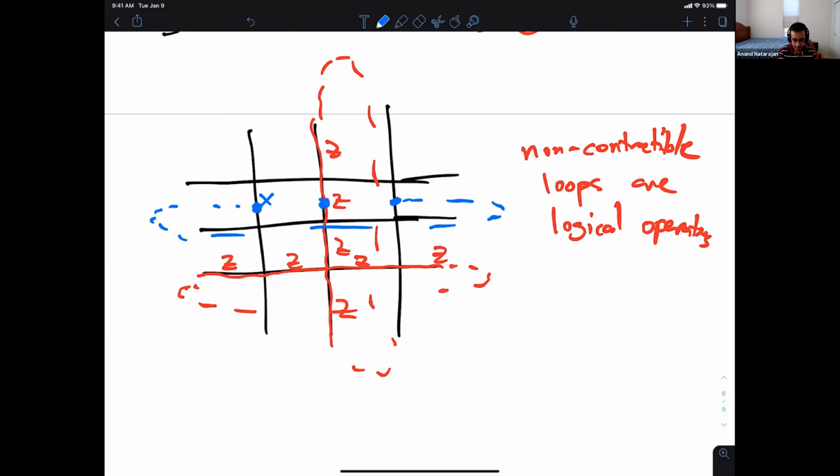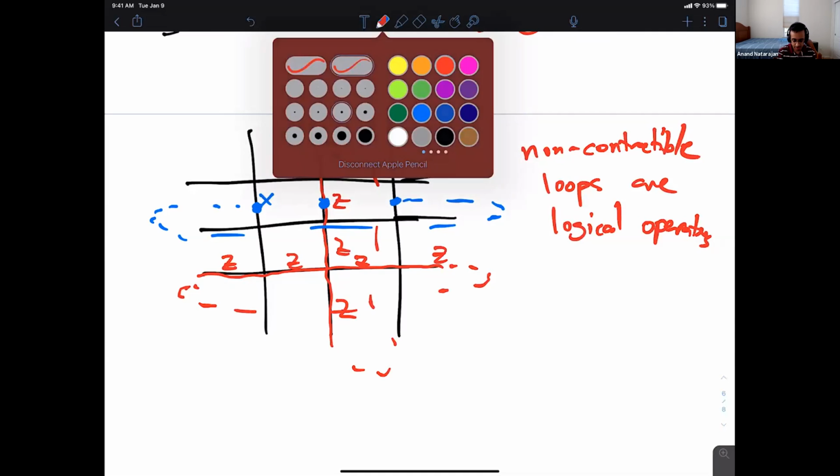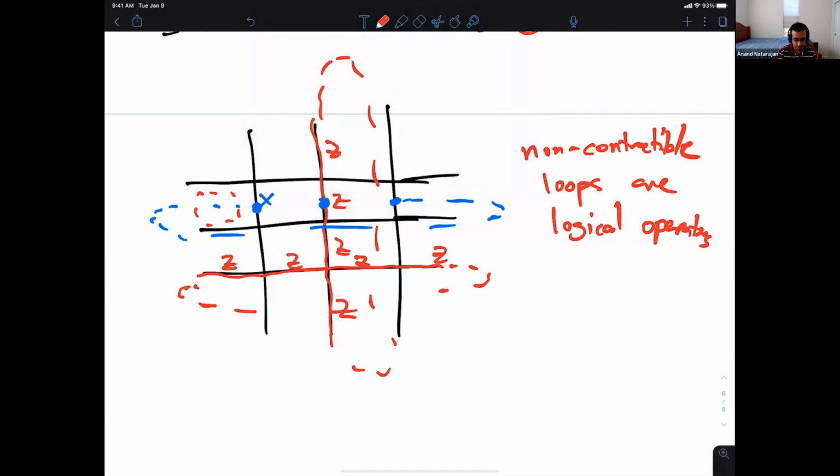And the reason it commutes with the stabilizers is that, remember, the z stabilizers were the plaquettes. And that plaquette goes around like that. But every plaquette here has 2 x's touching it. So it commutes with the x's.